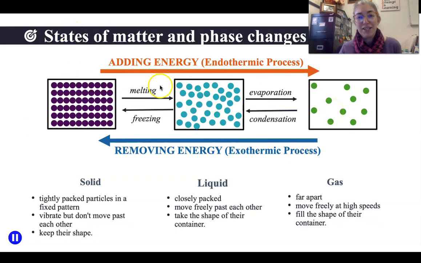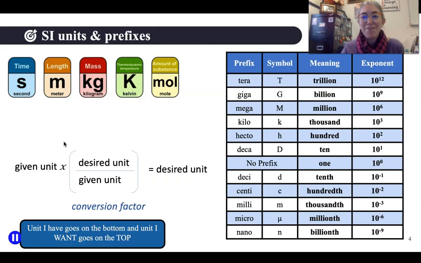Going from solid to liquid is melting. Liquid to gas is evaporation. In order to do that, we have to add heat, so these are endothermic processes. Heat is going into the system. Then the exothermic process is when we're removing heat or cooling something: we condense gases to liquid and liquids freeze into solids. So some more vocabulary there.